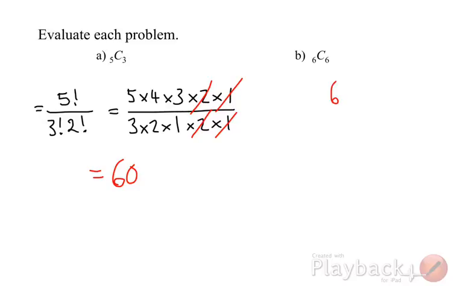It's the same for this one. If I have 6 choose 6, I'm going to be doing 6 factorial all over 6 factorial, and then 6 take 6 is 0 factorial. We know from the last day that 0 factorial is equal to 1. So I end up with 1 over 1, which is just equal to 1.